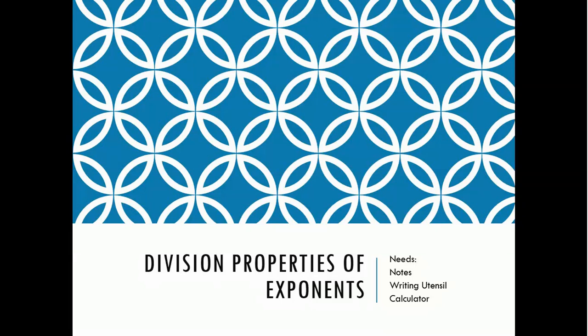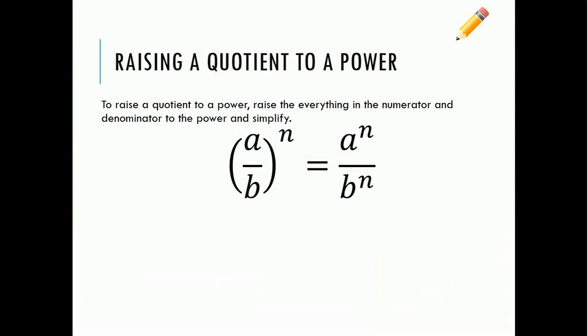So today we're going to look at division properties of exponents. What you're going to want to have on you: your notes, a writing utensil, and also a calculator today. What we haven't looked at yet is when you raise a fraction, or basically a quotient, to a power. You take the exponent and give it to everything on the bottom and everything on the top. Basically, you give the exponent to everything in the numerator and everything in the denominator. Let me show you what it's going to look like.